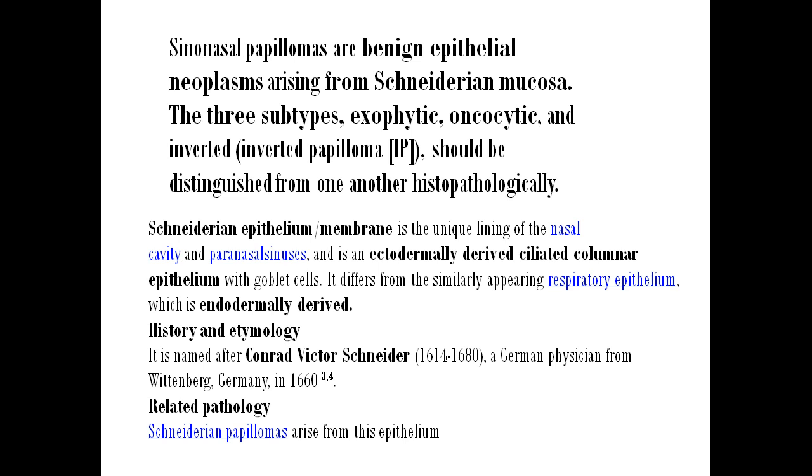Schneiderian epithelium is a unique lining of the nasal cavity and paranasal sinuses. It is ectodermally derived ciliated columnar epithelium with goblet cells. It differs from the similarly appearing respiratory epithelium, which is endodermally derived. It is named after Conrad Victor Schneider, a German physician from Wittenberg in the 1660s.